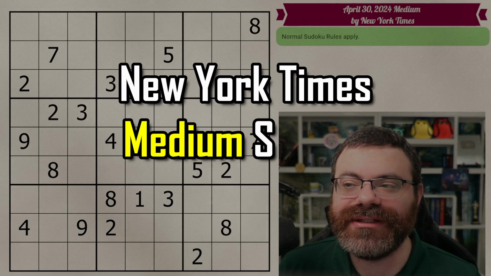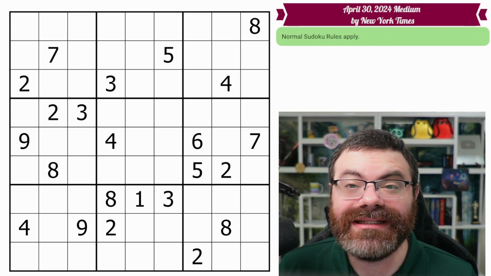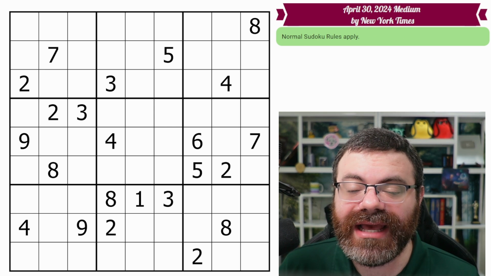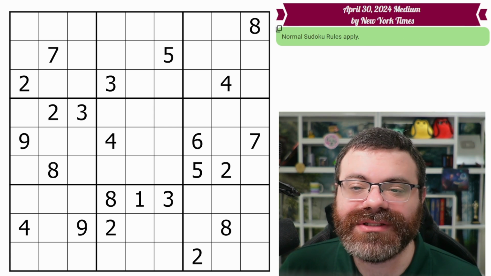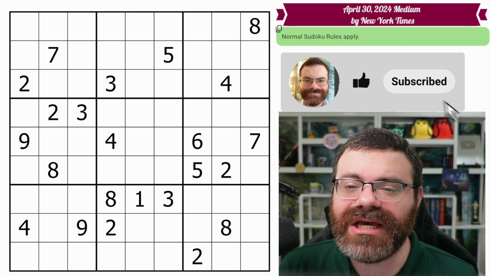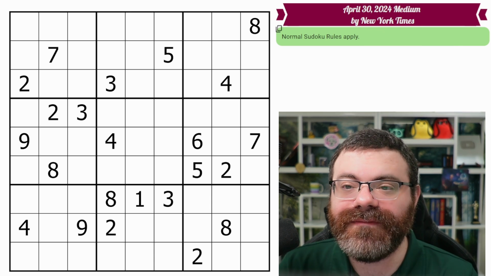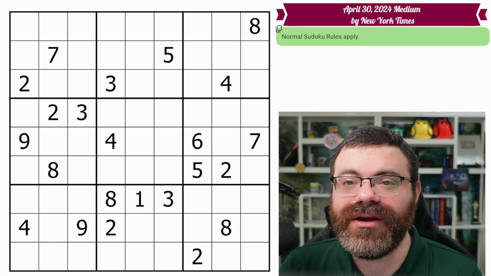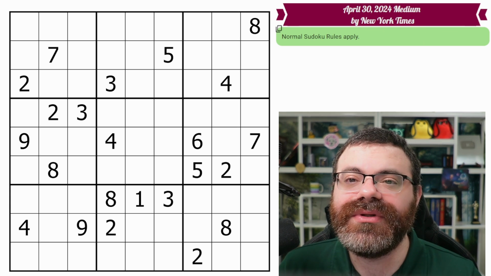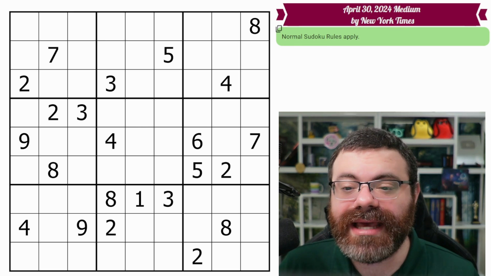Hello, let's do the New York Times Medium Sudoku for April 30th, 2024. I take a systematic approach to the solve as a teaching tool. You don't have to solve exactly the same way I do, but maybe follow along a few times if you're new to Sudoku, so you can learn what to look for and what I'm finding. That way you can tailor the solves that you do to at least incorporate some of these techniques. Or if you want, you can follow this exact systematic method.